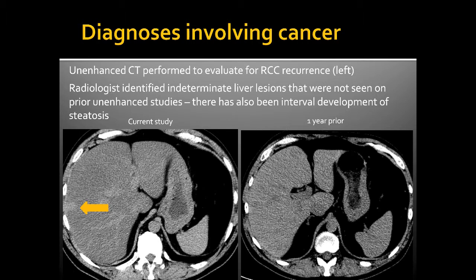This is an unenhanced CT performed to evaluate for renal cell carcinoma recurrence, shown on the left. The radiologist identifies an indeterminate liver lesion that was not seen on prior unenhanced studies. There has also been interval development of steatosis. If you look carefully at the CT from a year ago, the lesion was actually there.